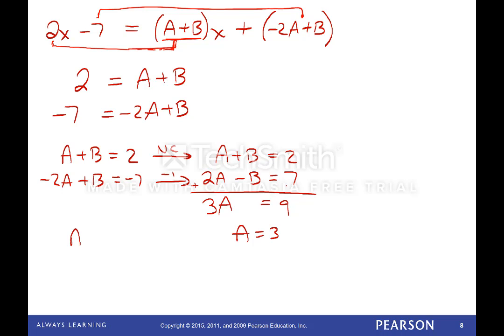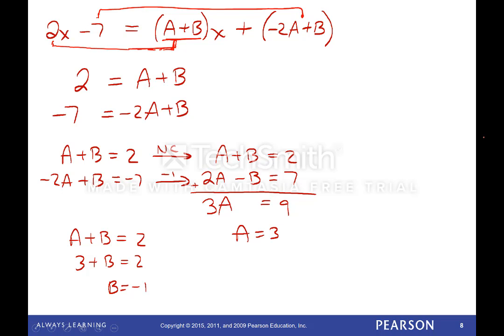Once we know what a is, let's plug it back in. Let me use the top equation here. A plus b is equal to 2, therefore 3 becomes the a value. And if we subtract 3 from both sides, we get a -1 at the end.